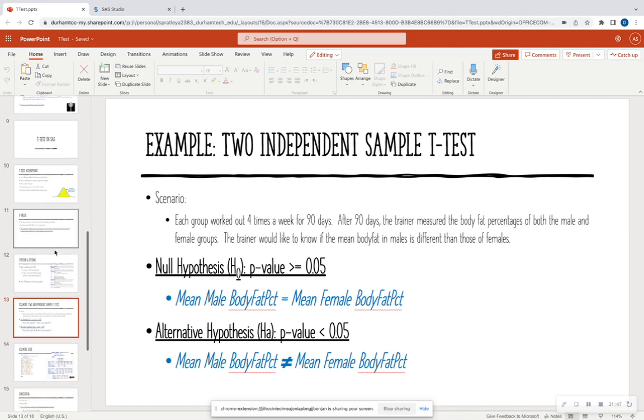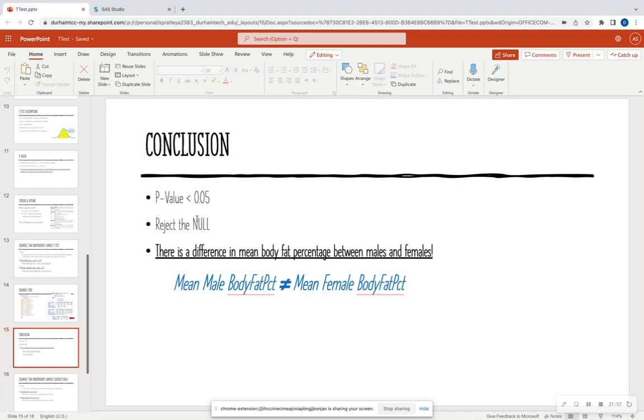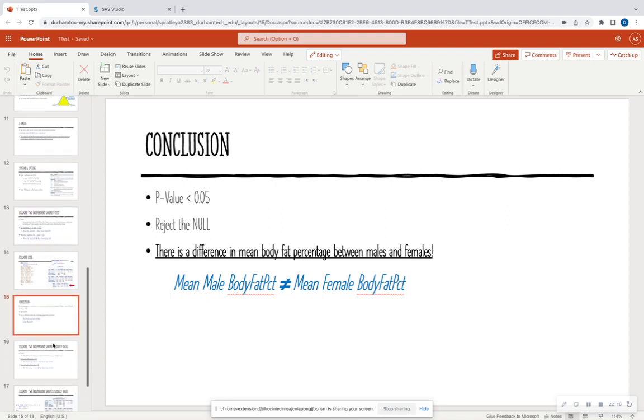All right, so in summary, we were able to get our body fat percentages across two groups. We saw that our p-value was less than 5%. So in that case, we reject the null. So there is a difference in mean body fat percentage between males and females. So the mean male body fat percentage does not equal the mean female body fat percentage.